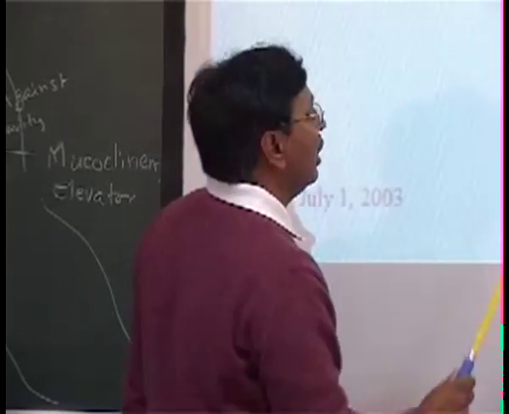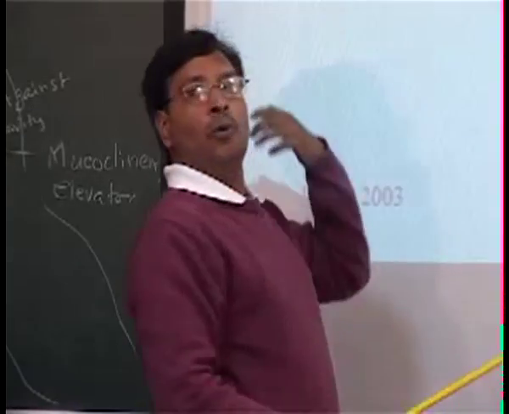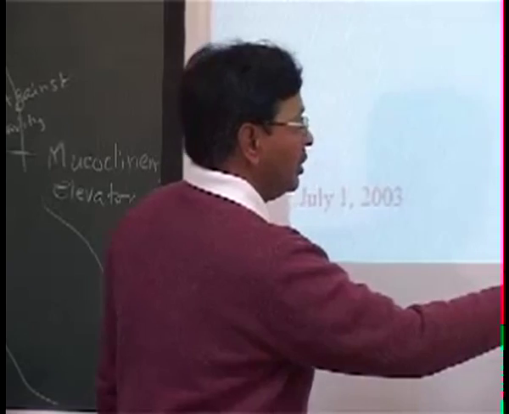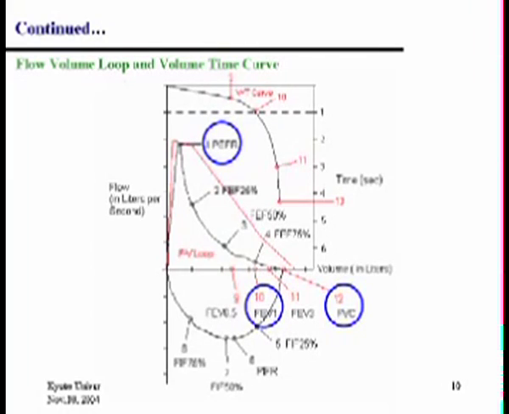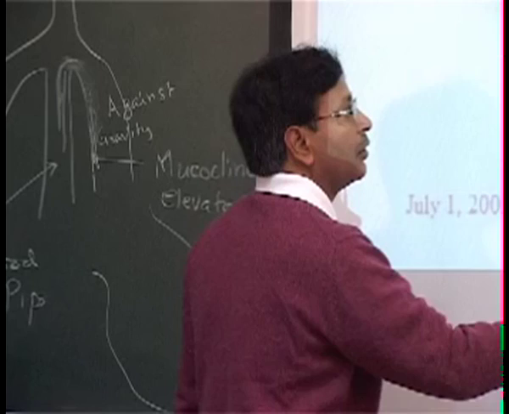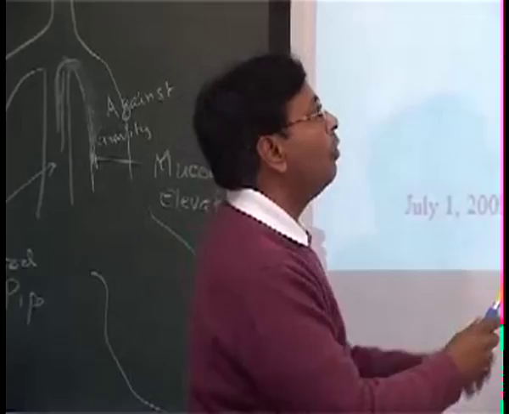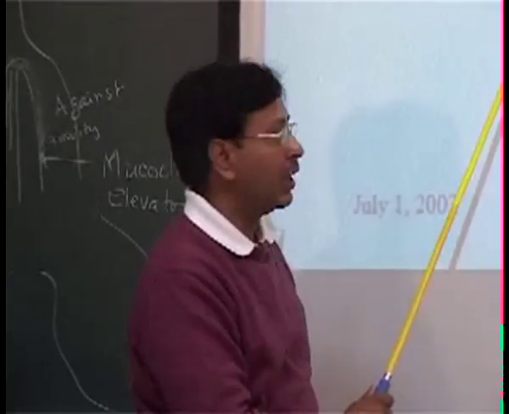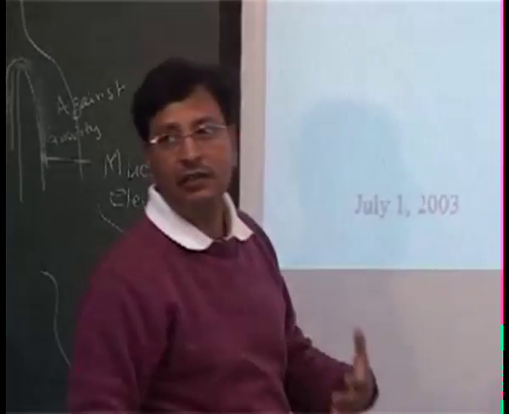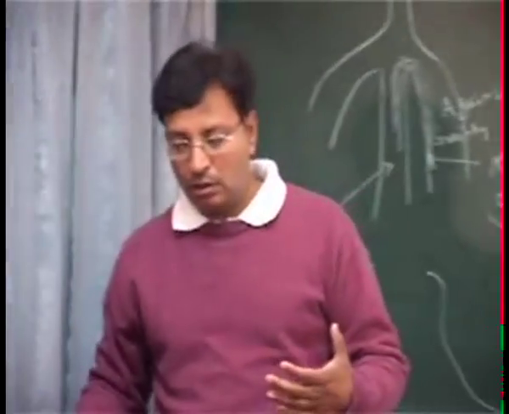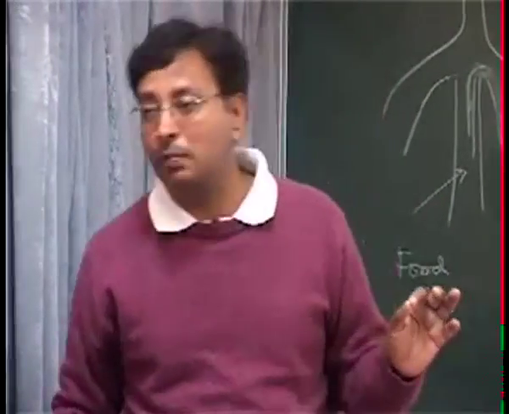Then again I take a breath. So this is the cycle of inspiration, this is deep inspiration, and you are trying to exhale as much as you can. Now this is called the flow volume loop. This flow rate at different times is of great significance for doctors, and also for seeing the effect of air pollutants.